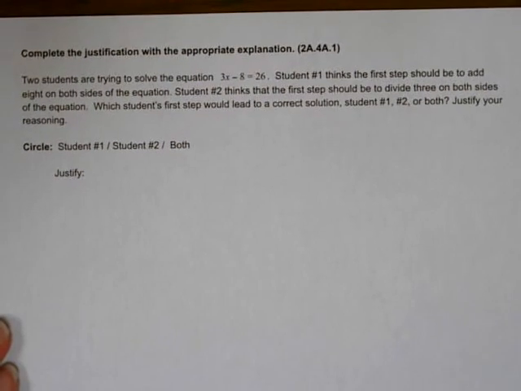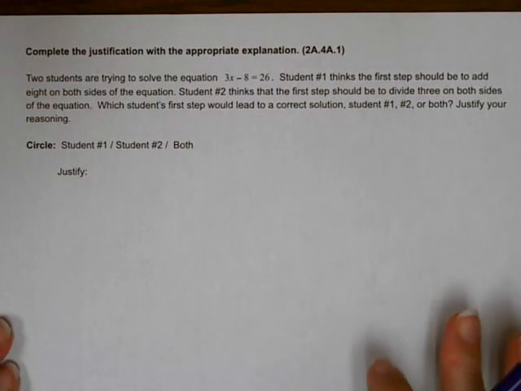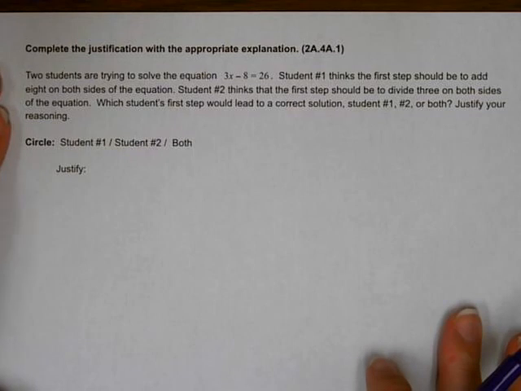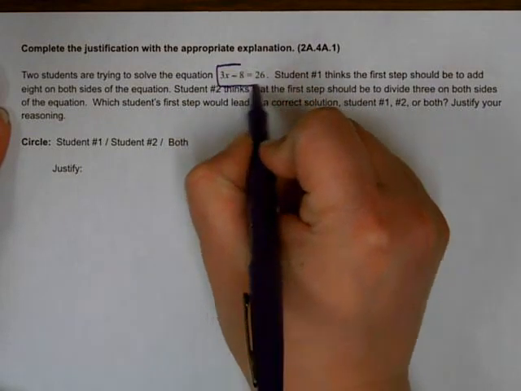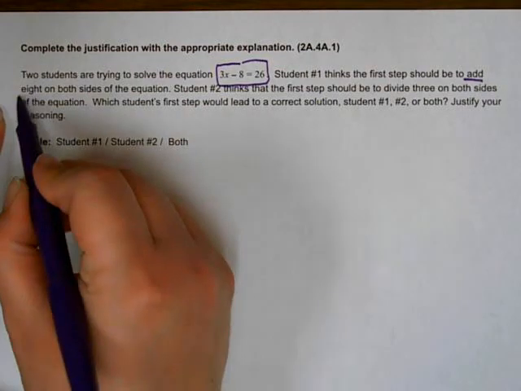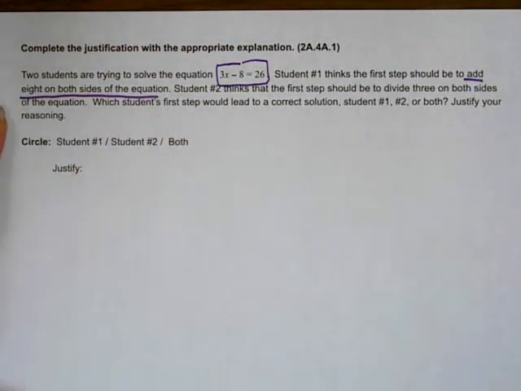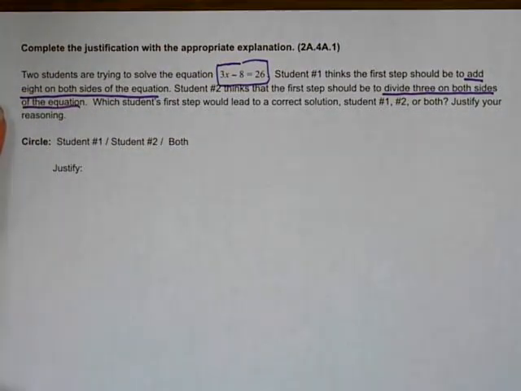Okay, there's one more thing I want to talk about before you guys get started on your practice. This was another big idea from the last few days, being able to justify our answers here. So 2 students are trying to solve this equation, 3x minus 8 equals 26. Student 1 thinks the first step should be to add 8 on both sides of the equation. Student 2 thinks that the first step should be to divide 3 on both sides of the equation. Which student's first step would lead to a correct solution?